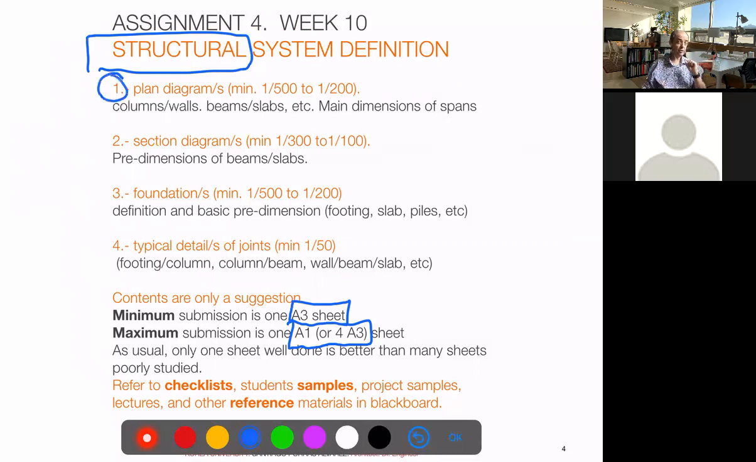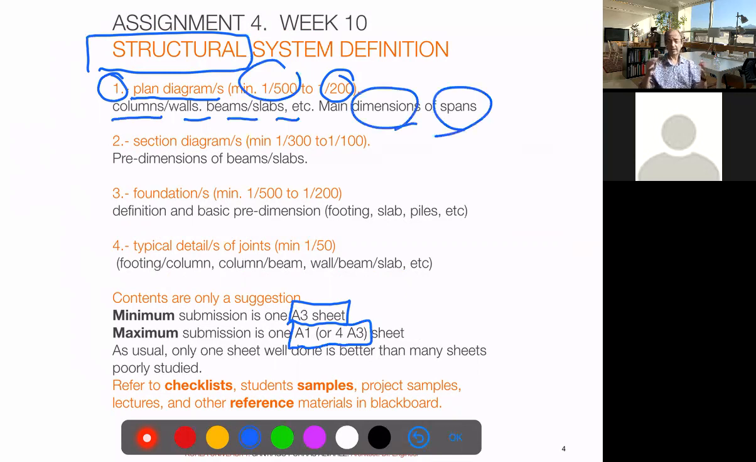First, and this is something you should do in all projects, is a plan structure diagram, a floor plan structure diagram. Depending on the size of your project, 1 to 200 should be the minimum, but if the project is large, you can go to 1 to 500. There you describe only structure. We'll comment more tomorrow with some examples, but this is only structure: columns, walls, beams, slabs, etc., with dimensions and spans. Because design in architecture has a lot to do with dimensions, sizes, and the proportions of the spaces for many reasons.